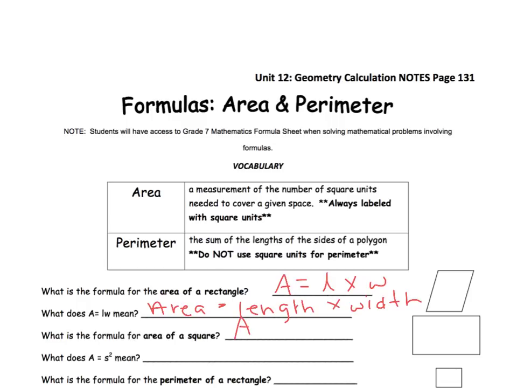What is the formula for area of a square? A equals S squared. What does A equals S squared mean? Area equals length of side times length of side.